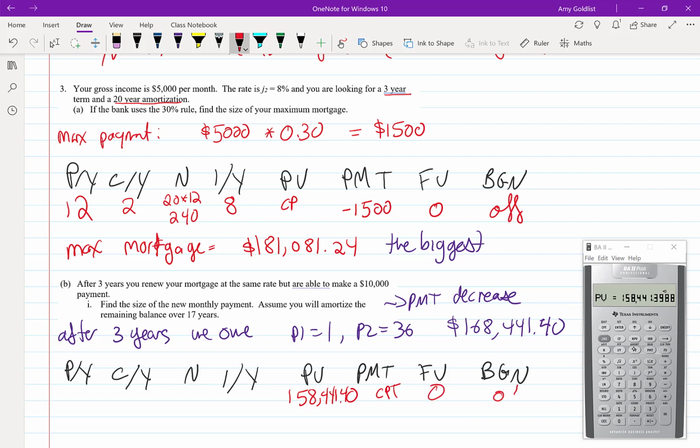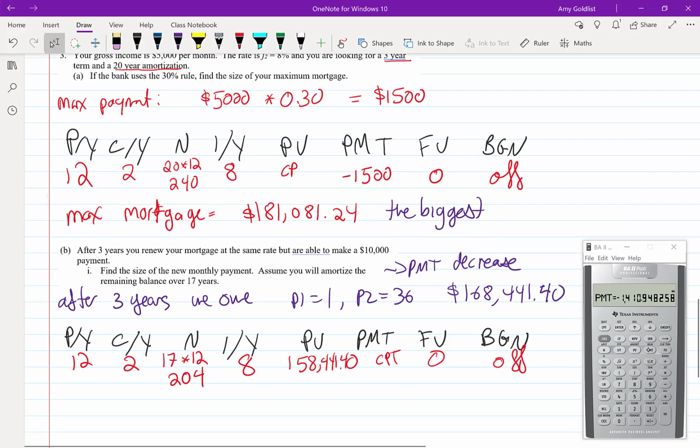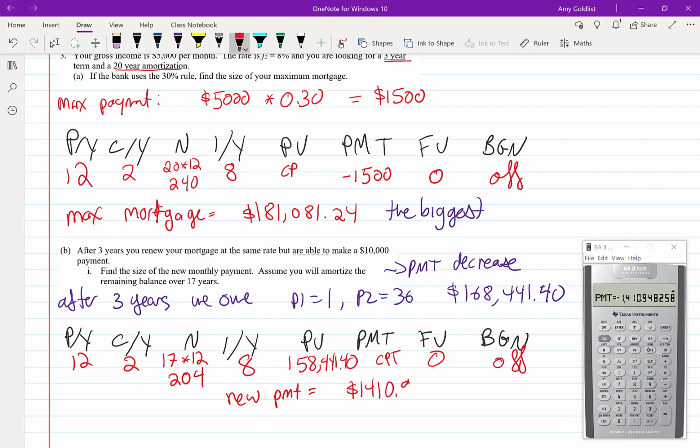Everything else stays the same except for my N, because I have 17 times 12 is 204 payments left. So let's change that N to 204 and recompute the payment. And I get $1,410.95, because I'm rounding that up.